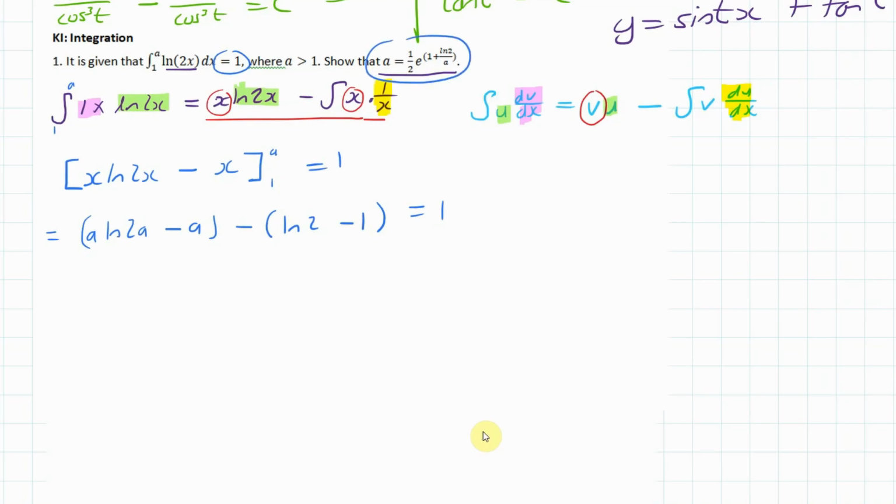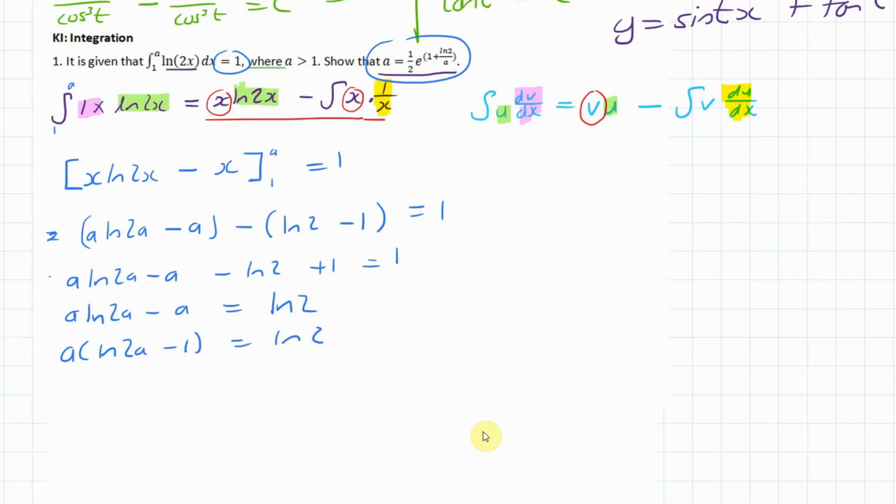Now I'm trying to get to this here. Let's see how we can do this. So my next line will be a ln 2a minus ln 2 plus 1 equals 1. Now I'm going to go a ln 2a minus a. I want to bring the other things across the other side. Well, the 1 will cancel out the other one on the right hand side, so I'll be just left with ln 2. This is looking positive. Now I'm going to factorize out that a. And then I can divide by a, so I get ln 2a minus 1 equals ln 2 over a.